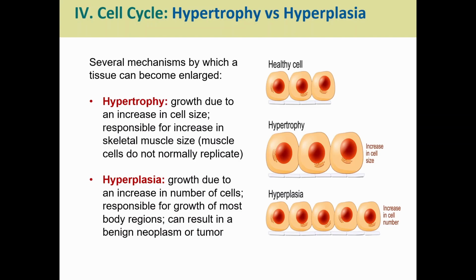And then hyperplasia, this is where we have more cells in terms of numbers. The cells are the same size, but now instead of the 3 we started with here, we see 5. Right? And this can lead to what we call a benign neoplasm, so a benign tumor basically, or something that could be cancerous, like a tumor that will continue to divide and be problematic.